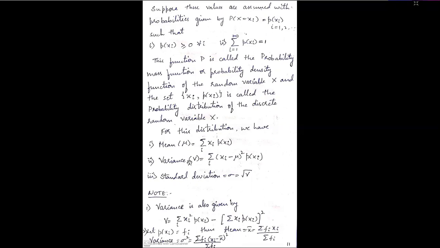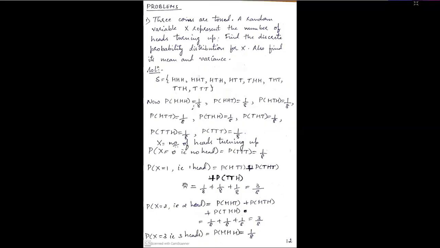So this is the mean and this is the variance for any probability distribution, and the standard deviation is sigma, which is equal to the root of variance. That is how you find the mean, variance as well as standard deviation for a probability distribution function. Next we'll solve some problems based on probability distribution.